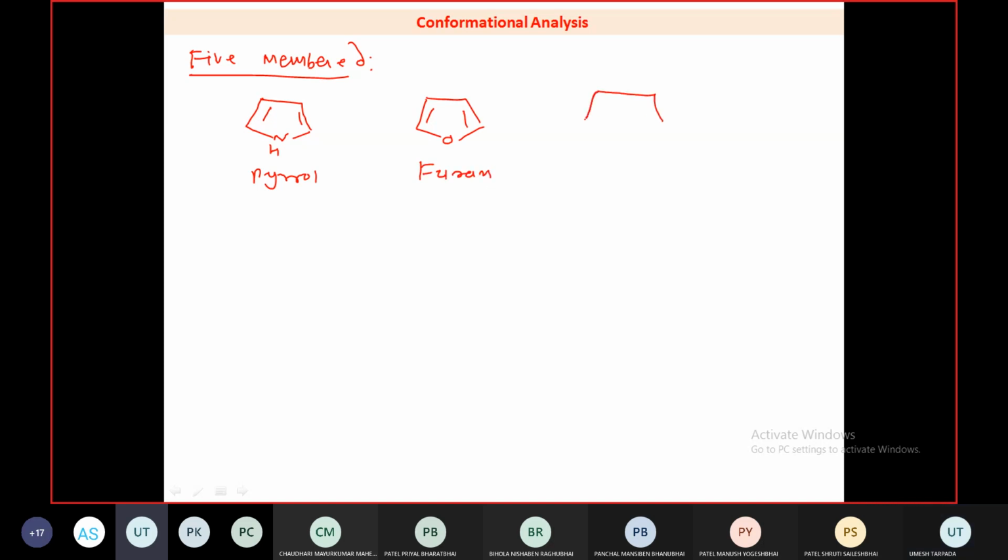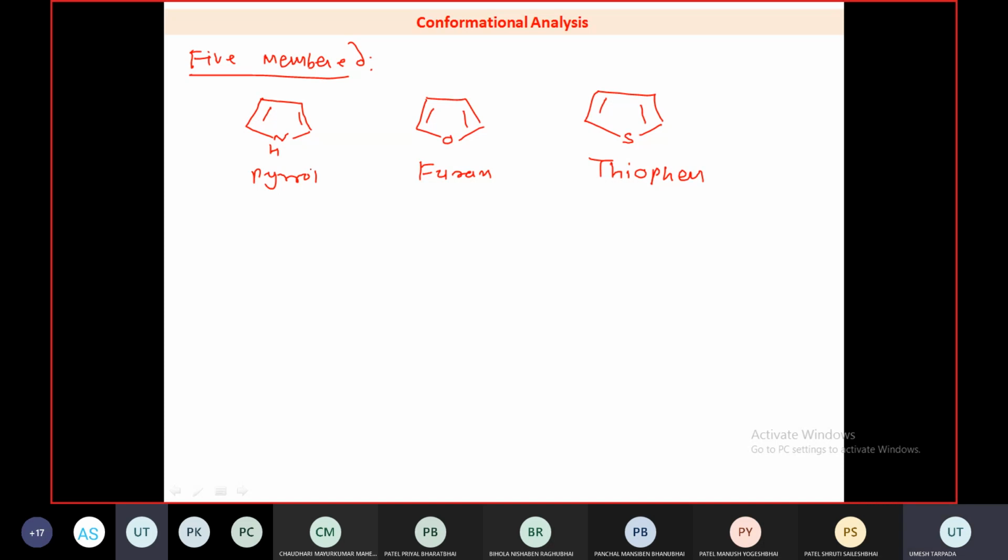What are the other compounds which have heteroatoms? If you consider a 5-membered ring compound, just write down this introductory part. A 5-membered ring compound which has a nitrogen atom as a part of the ring is called pyrrole. If oxygen is a part of the ring, then you can call it furan. If sulfur is a part of the ring, then you have thiophene. So pyrrole, thiophene, and furan.